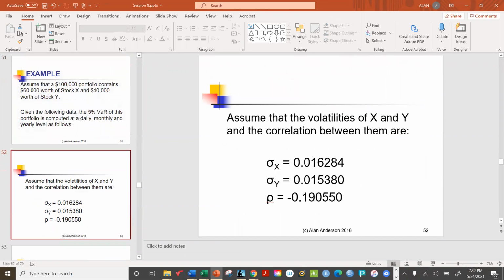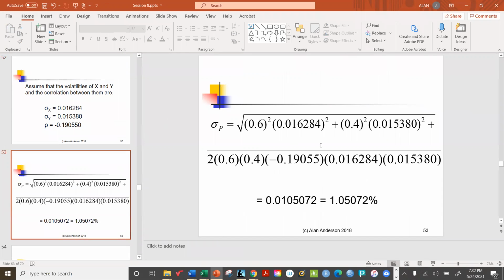And so in the slides, I put in all the numbers. You can see the correlation is negative, which is good. That should reduce the VAR of this portfolio. And I went through all the details and I determined that the volatility of this portfolio is approximately 1.05072%.